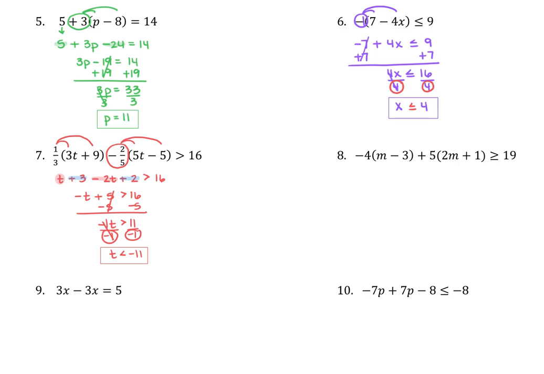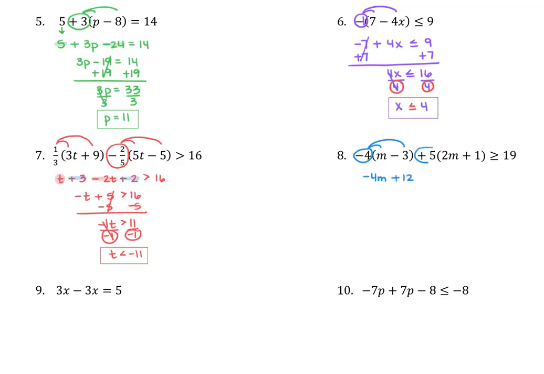All right, let's look at number 8. Similar to number 7, except we don't have fractions. I am simplifying the left. I have parentheses, so I'm going to distribute. -4 times m gives me -4m. -4 times -3 gives me +12.